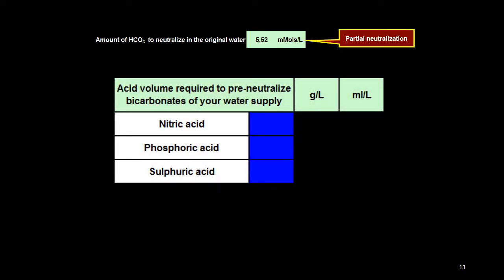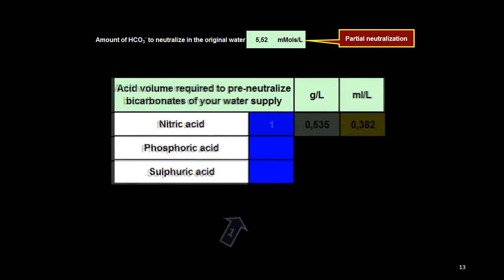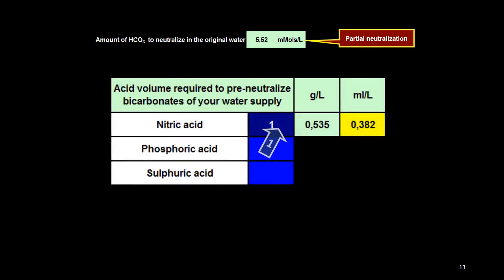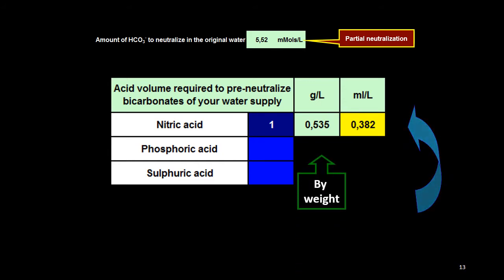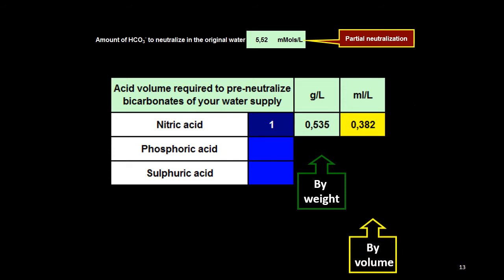pH modification can be achieved by using one of three different acids. Select the acid to be used. Phosphoric is the preferred acid to use. Insert the figure 1 into the corresponding blue cell. Now automatically, the calculator will display the necessary amount of the selected acid, expressed by the weight or the liquid volume, needed to attain the appropriate pH.